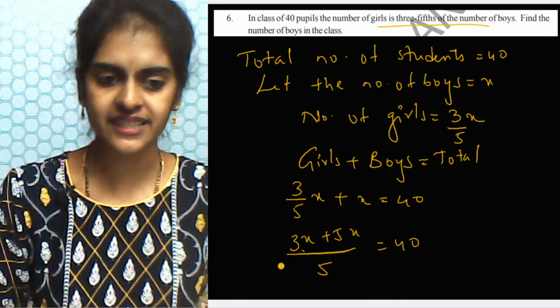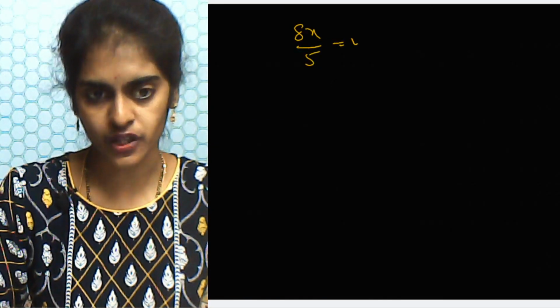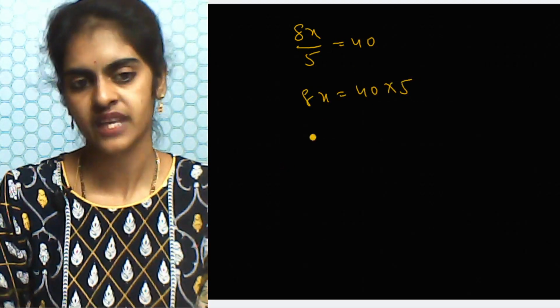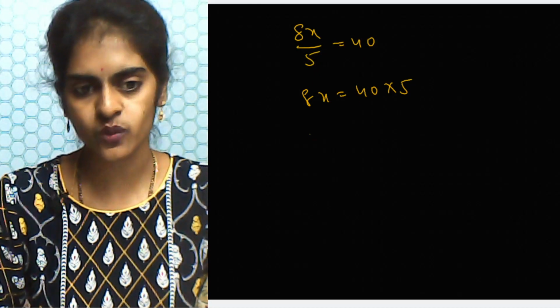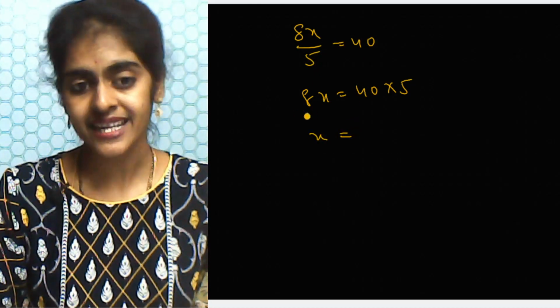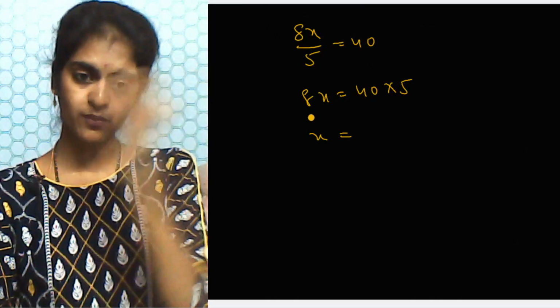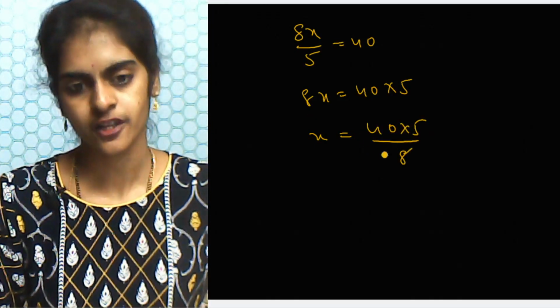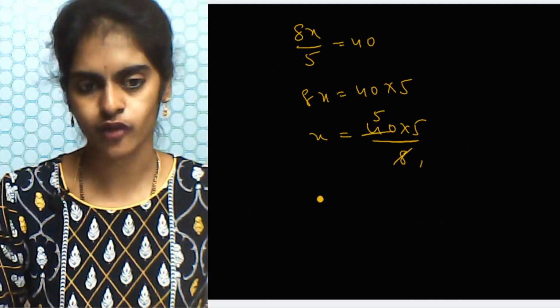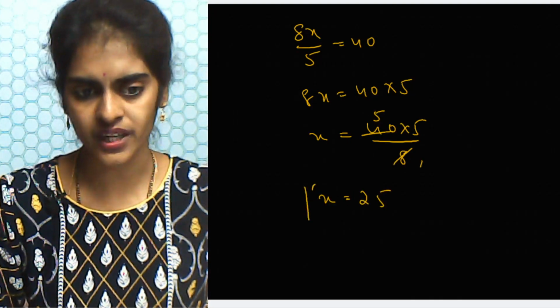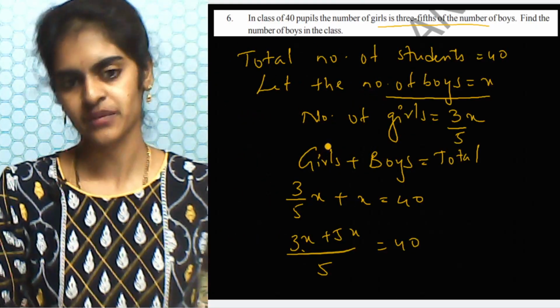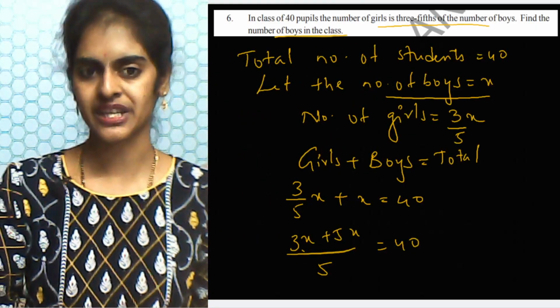Simple cross multiply, 3x plus 5x is 8x. So 8x by 5 is 40, so 8x is 40 multiplied by 5. Here 5 is in division, sending it to the RHS it becomes multiplication. Here 8 is in multiplication, transposing it to the RHS it becomes division, so this is divided by 8. 8 ones are 8, 5s are 40. So x is 25. Now what is x? x is the number of boys, which you have taken as x. So the number of boys in the class is 25.